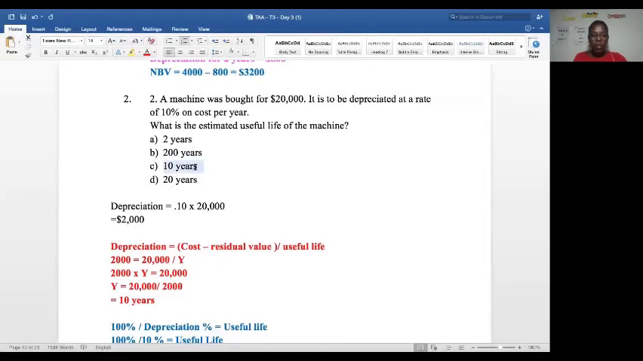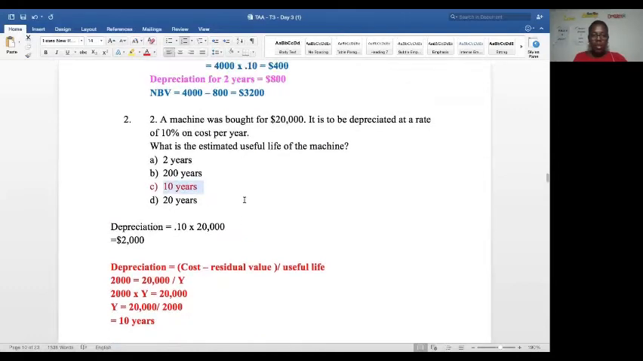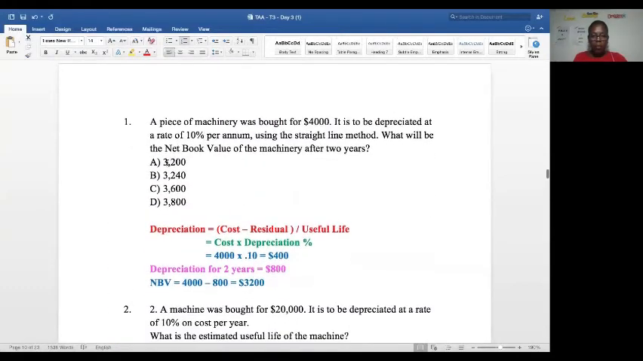Answer for number 2 is C, which is 10 years. And for number 1 was E.